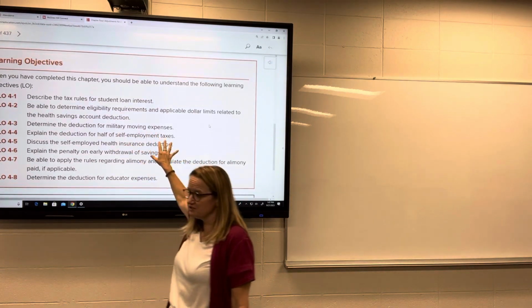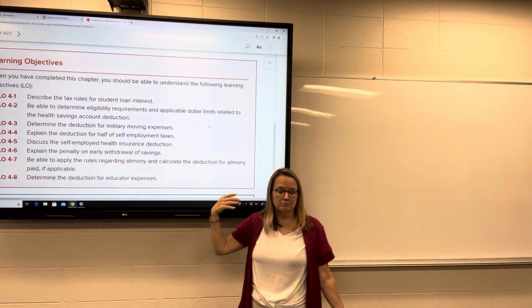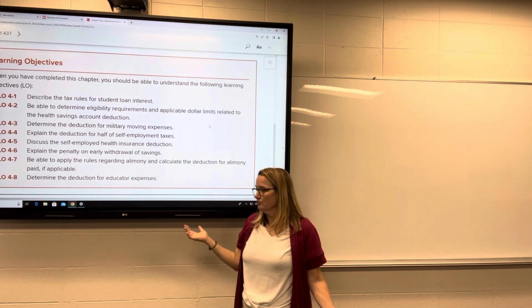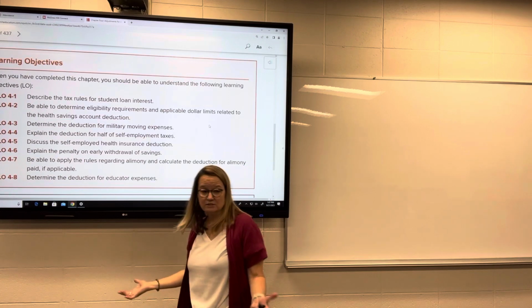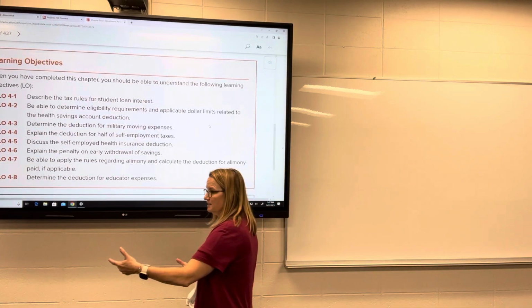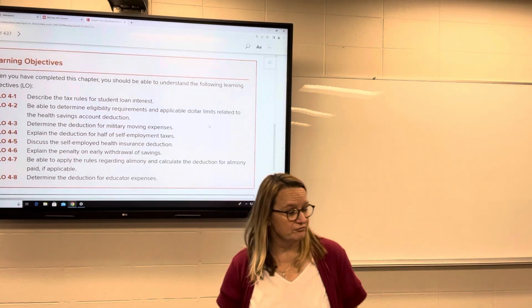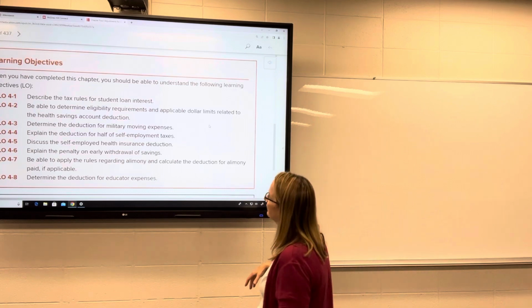Now, it is specifically military. It used to be that there was a moving expense deduction for everybody as long as they met certain requirements for distance that they moved and it had to be job related. That does not exist anymore. Now it is only for members of the military. Okay.